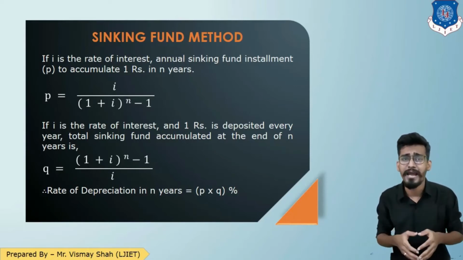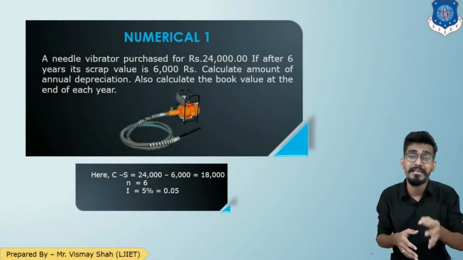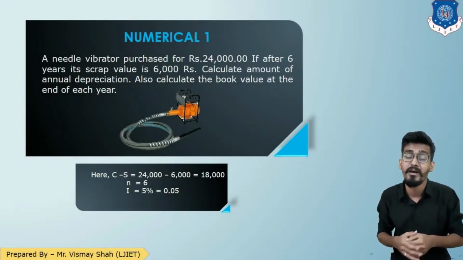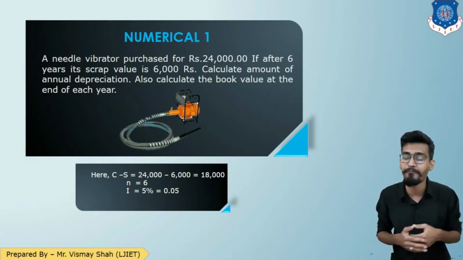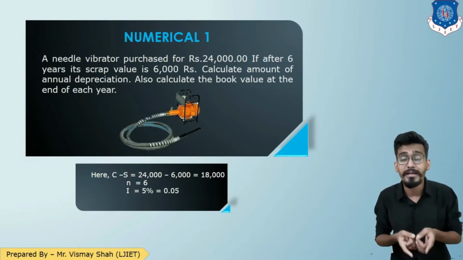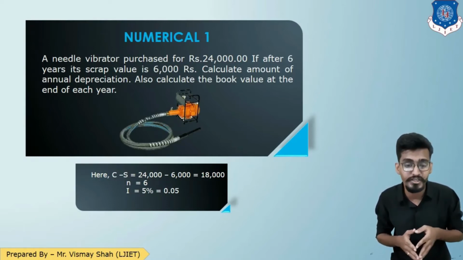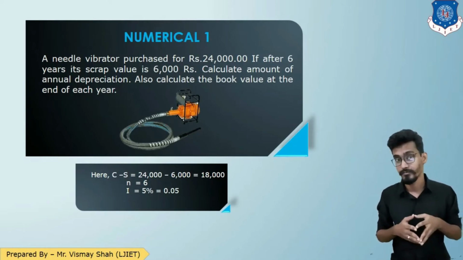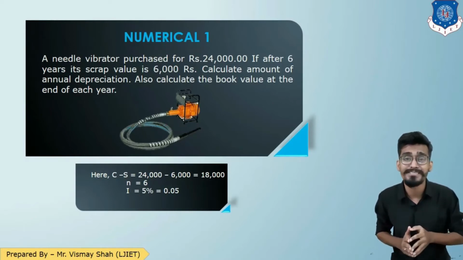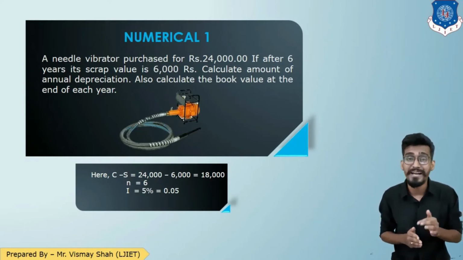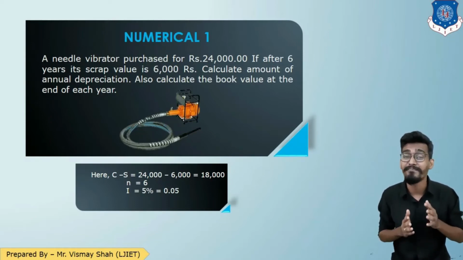So now let us look at a numerical based on the sinking fund method. We are doing the same numerical which we started in the straight line method, but now we are doing it with the method of sinking fund. A needle vibrator is being purchased at 24,000 rupees. The useful life is 6 years and the scrap value is 6,000 rupees. Calculate the book value at the end of each year and calculate the depreciation with the method of sinking fund. The only additional data given is the rate of interest, which is 5%. Because in the earlier two methods, there was no mention of rate of interest. So the additional data given to us is that the rate of interest is 5%.